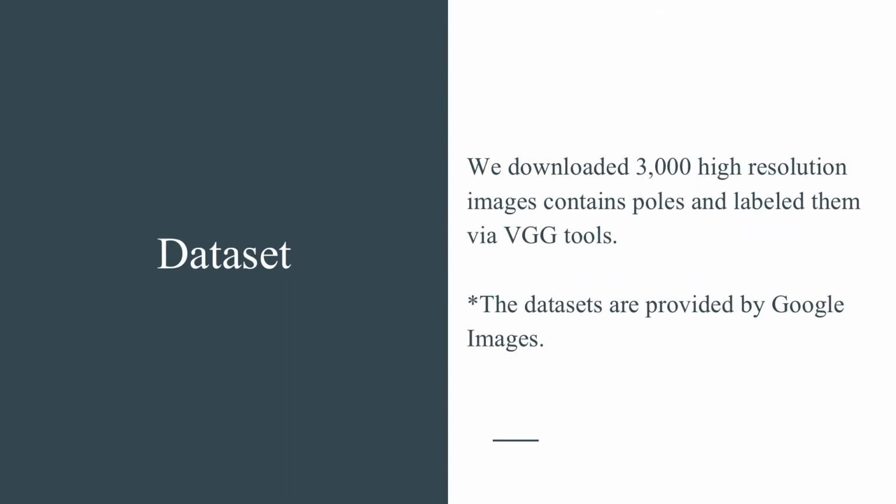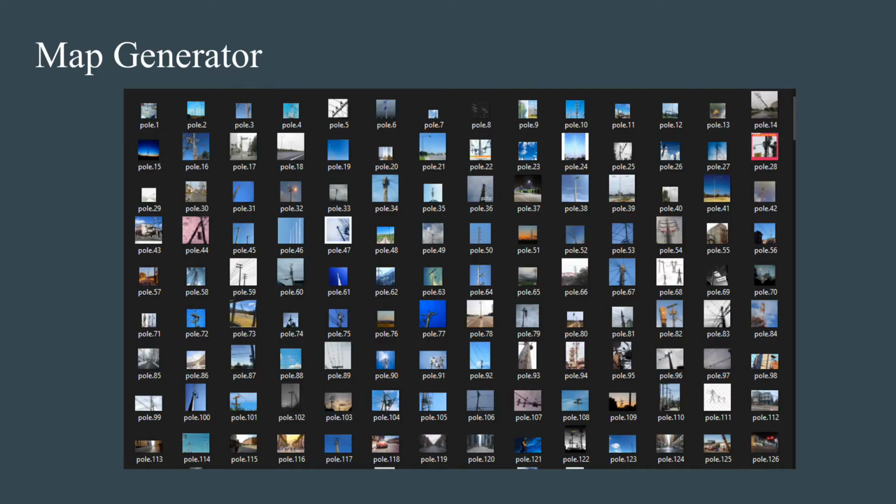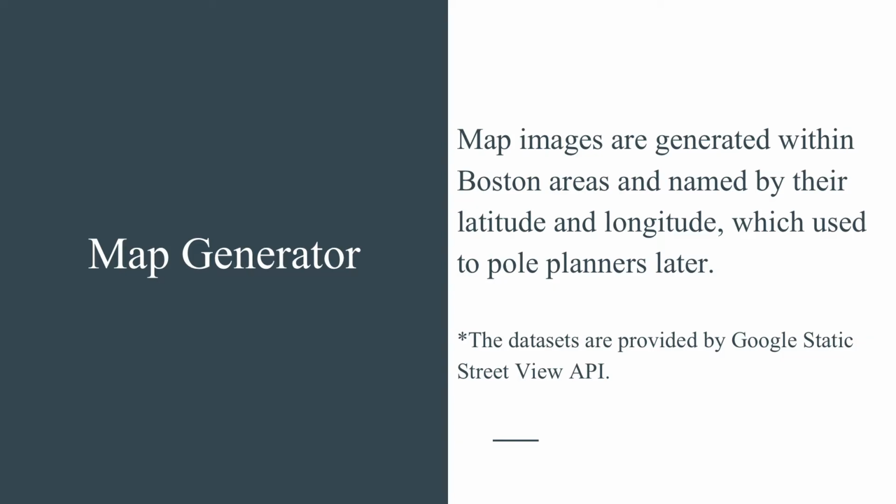For the dataset, we downloaded 3,000 high-resolution pole images from Google Images and labeled them with the VGG tool. Here is part of the image set. Then we use the Google Static Street View API to generate street view images in the selected areas, which will be used by the pole planner later.